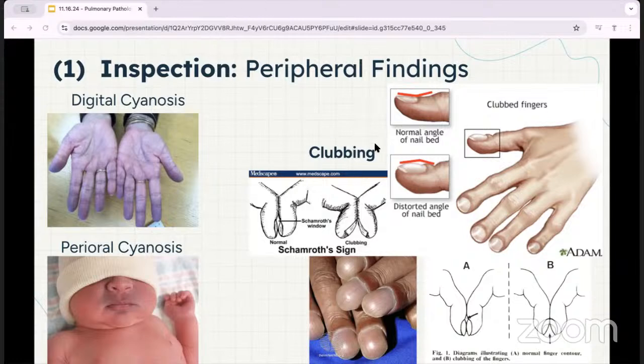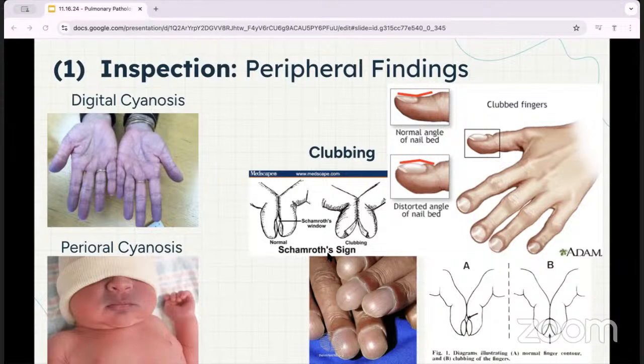Not the partying, but actual nail clubbing. This is when the tips of the fingers become swollen and the nails tend to curve downward. You can see here, the nails are curving downward, but they're also extending out. The best way to check if a patient has clubbing is through a test called Shamroth sign. You put your fingers together and try to touch both index fingers, nails in that position.